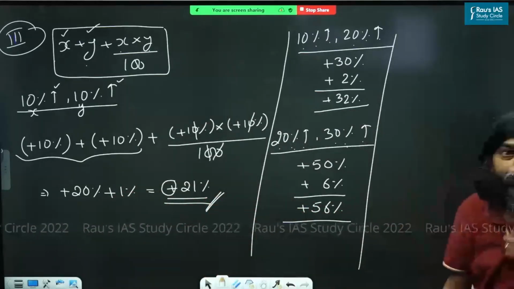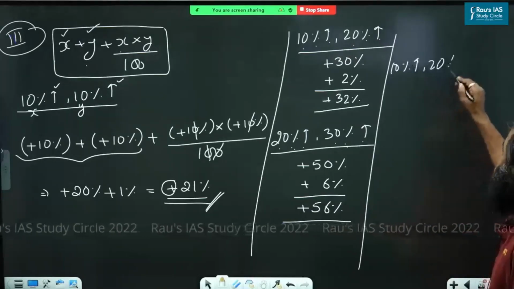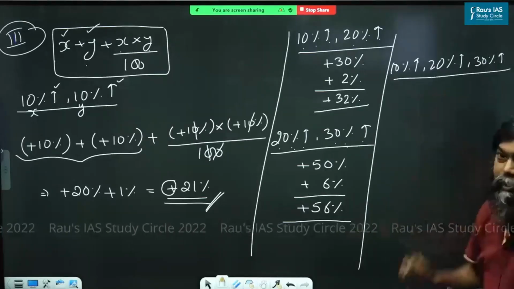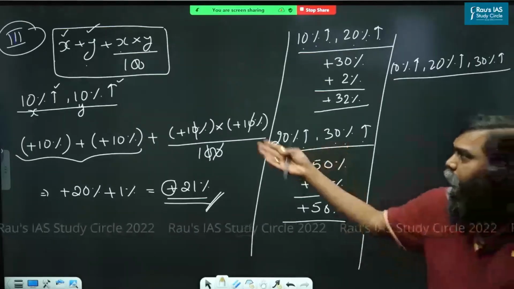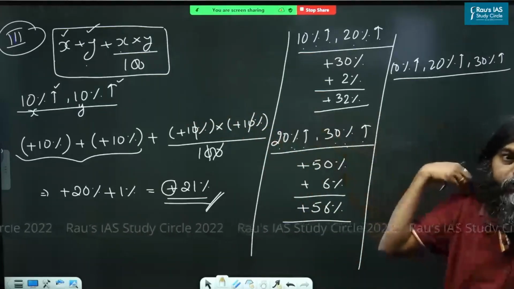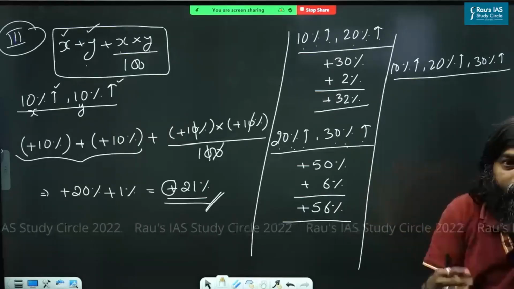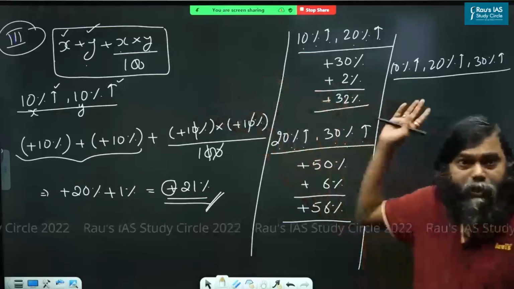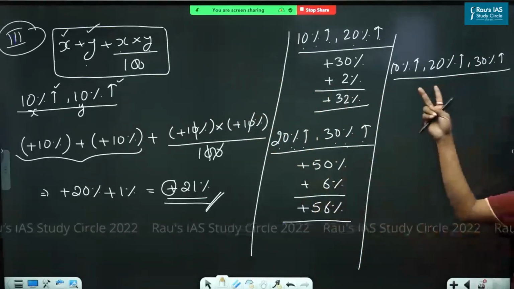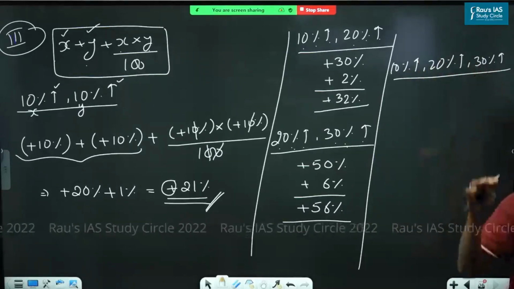Now, 10% increasing, 20% increasing, 30% increasing. If 2 are there, there is this formula. If 3 are there, another formula. If 4 are there, another formula. It is a waste of time to remember every case's formula. So we can apply the same thing for n number of values. At a time, consider any 2. Order is not important. Take this 2 or that 2, the answer will be the same.